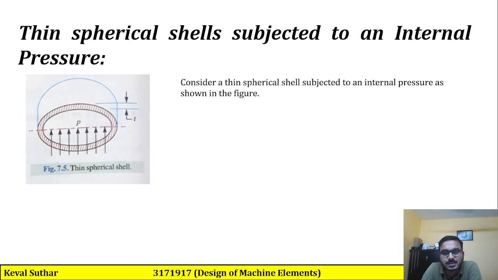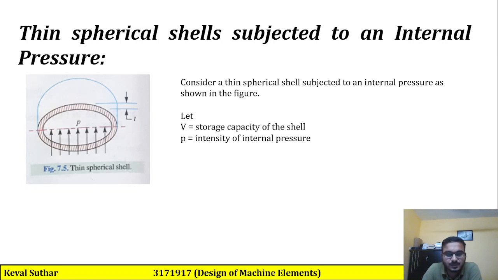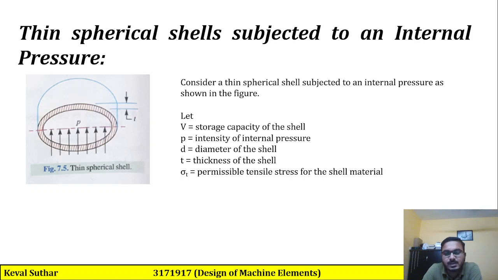Consider a thin spherical shell subjected to an internal pressure as shown in the figure. Let V be the storage capacity of the shell, p the intensity of internal pressure, d the diameter of the shell, t the thickness of the shell, and sigma t the permissible tensile stress for the shell material.